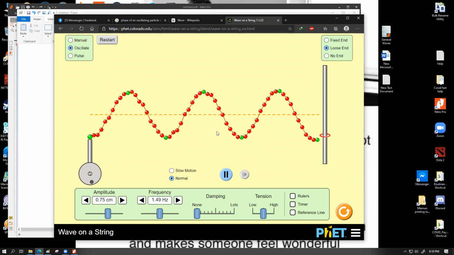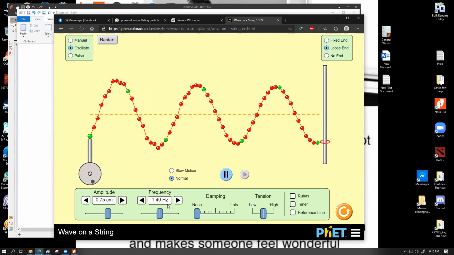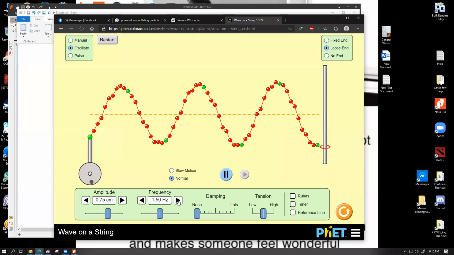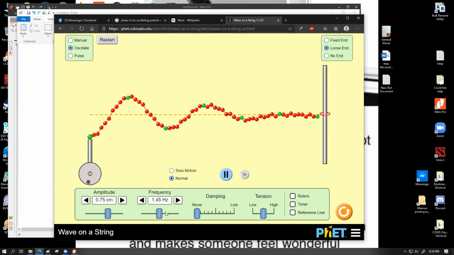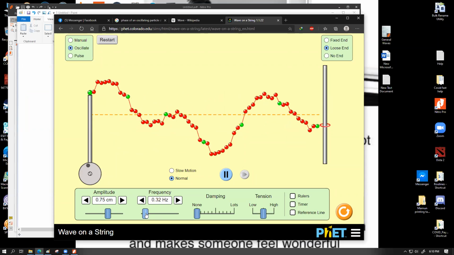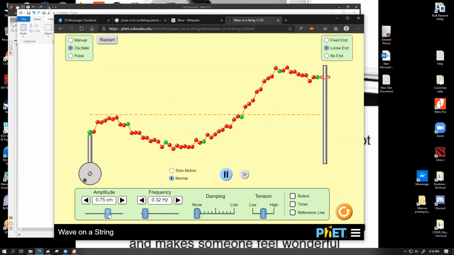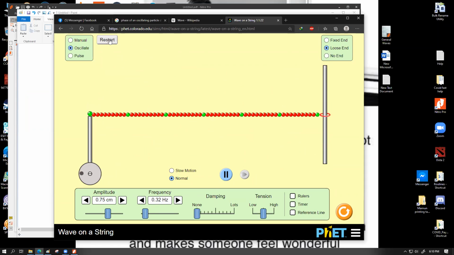This is sort of like a stationary wave. However, we don't want a stationary wave, so let's say we reduce the frequency, restart.